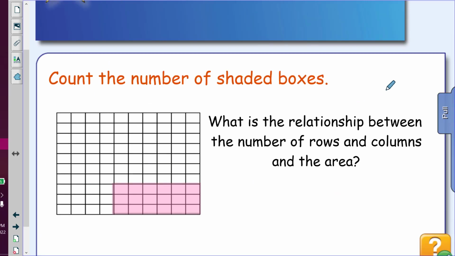So what is the relationship between the number of columns and rows and the area? Remember, the area is each one of these boxes. The rows are what go left to right, and the columns are what go up and down. So we already said we have 3 rows and 6 columns. If I counted each one of these boxes, 11, 12, 13, 14, 15, 16, 17, 18. That would give me an area of 18.